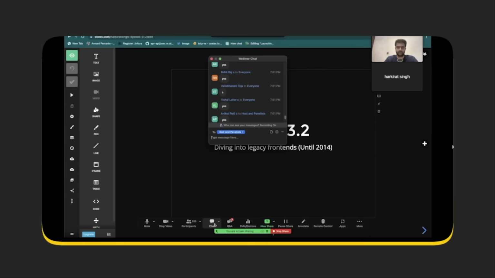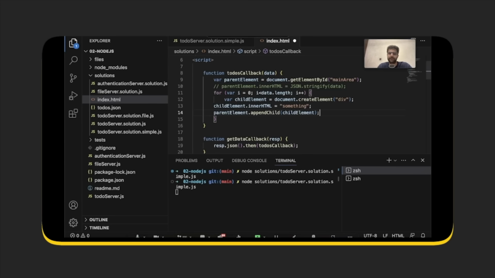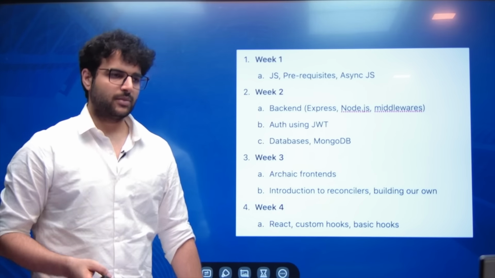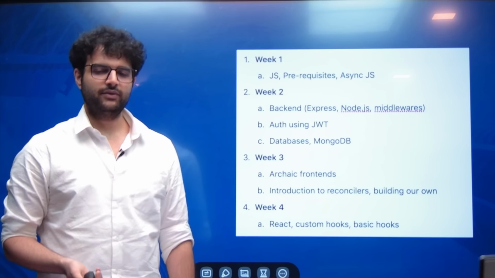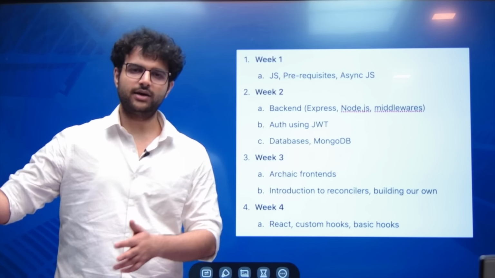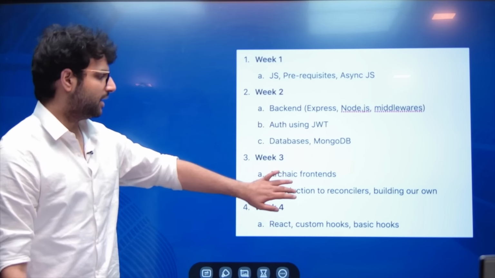Week 3 was archaic frontends, how we used to write frontends for many years, which was using HTML, CSS, and JavaScript, why that was bad, and how the ugly approach of creating a dynamic website was eventually moved over to front-end frameworks like Vue and React, and what exactly they do, how they work under the hood, by building our own reconciler.